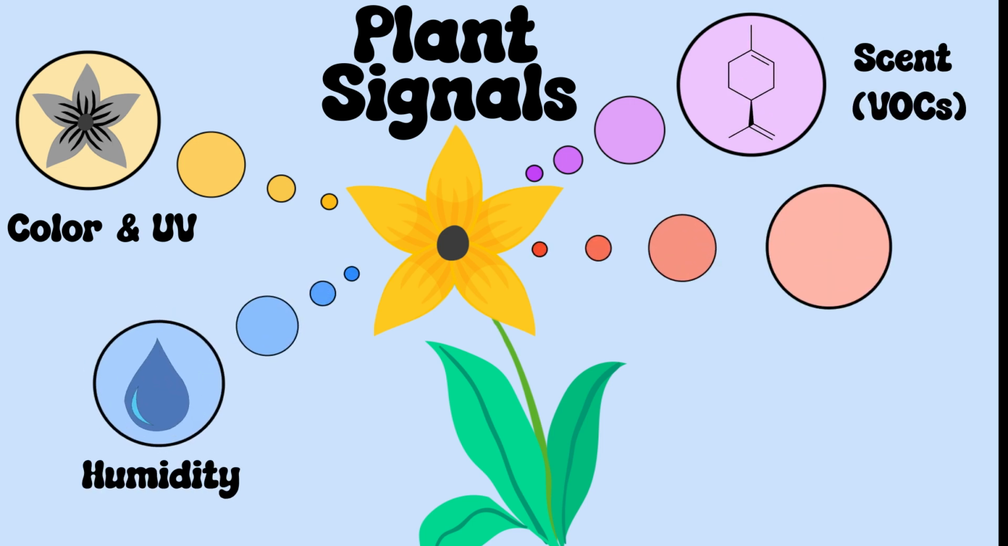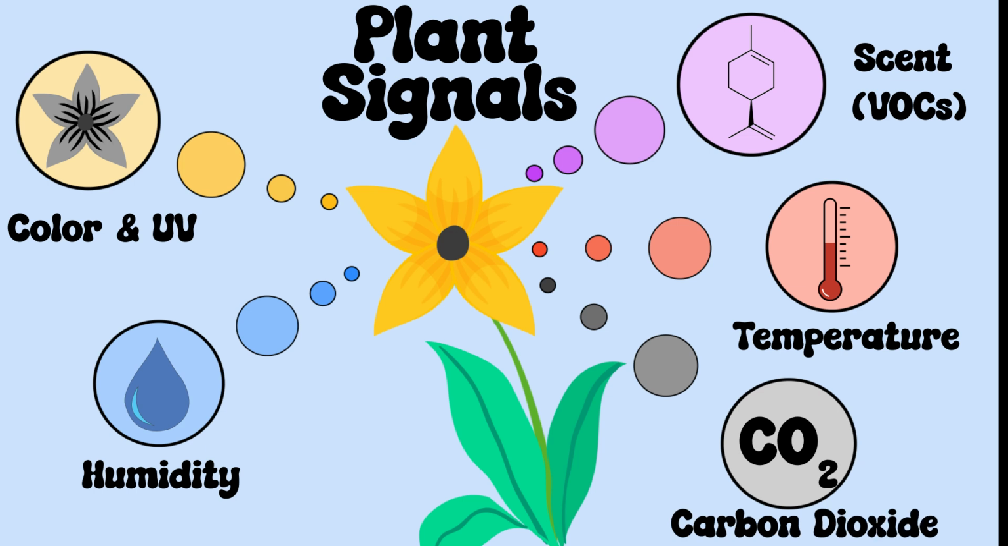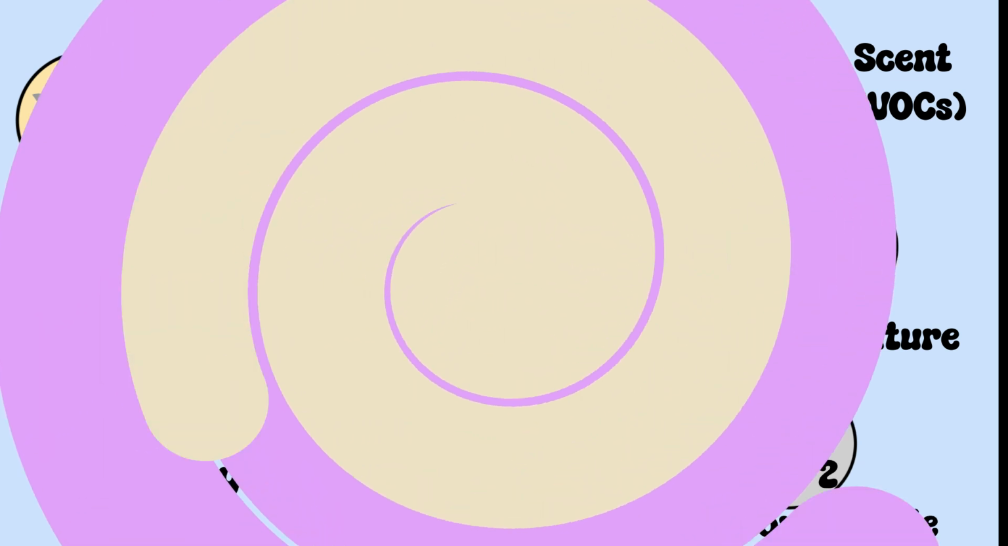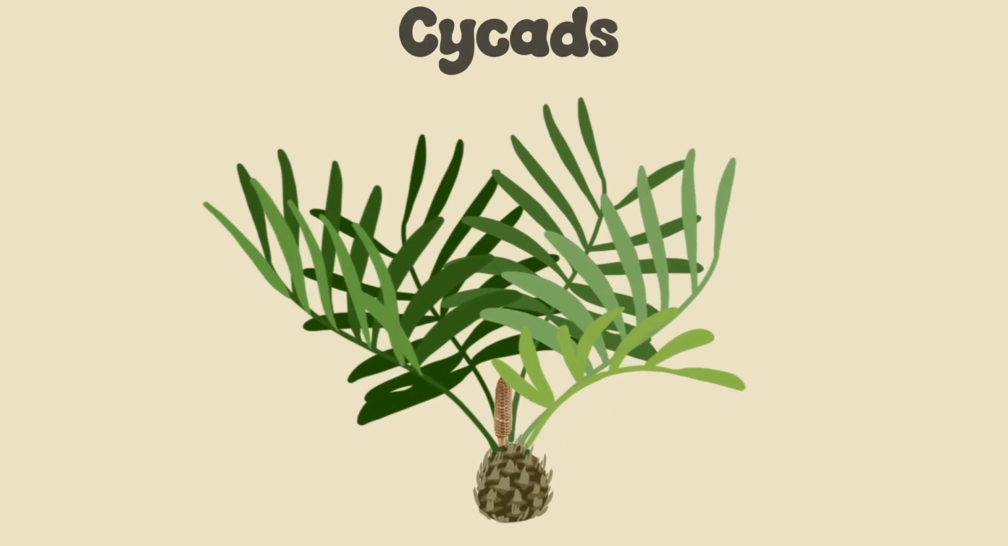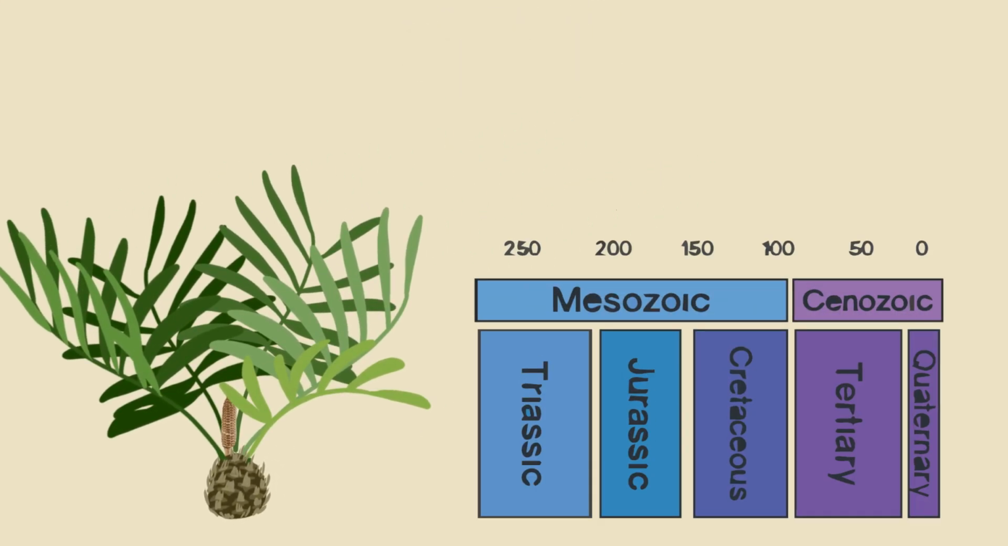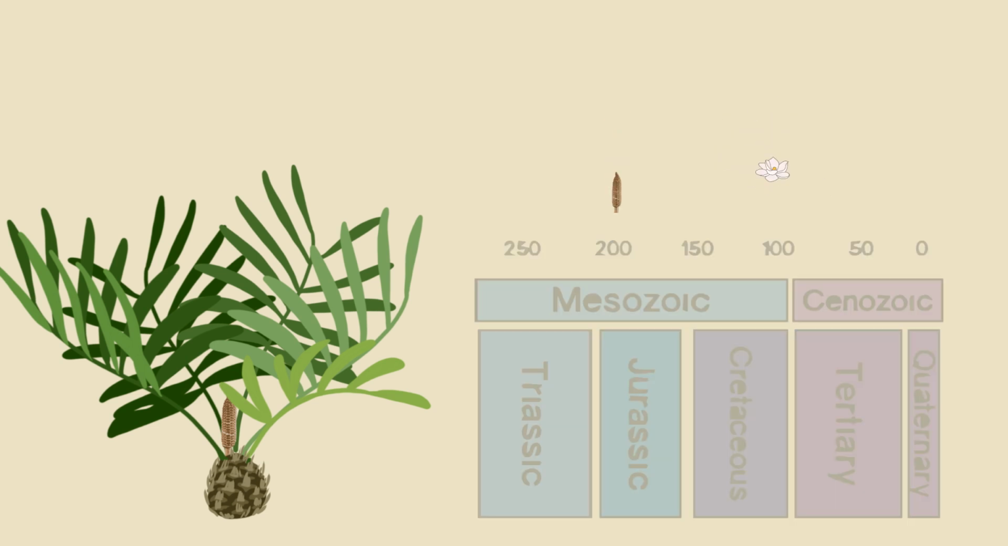But these systems are often more complex, which makes it difficult to study these interactions in depth, especially when looking at multiple signals. That's why I'm excited to use cycads. Cycads are an ancient extant lineage of gymnosperms at least 200 million years old that evolved before flowering plants.